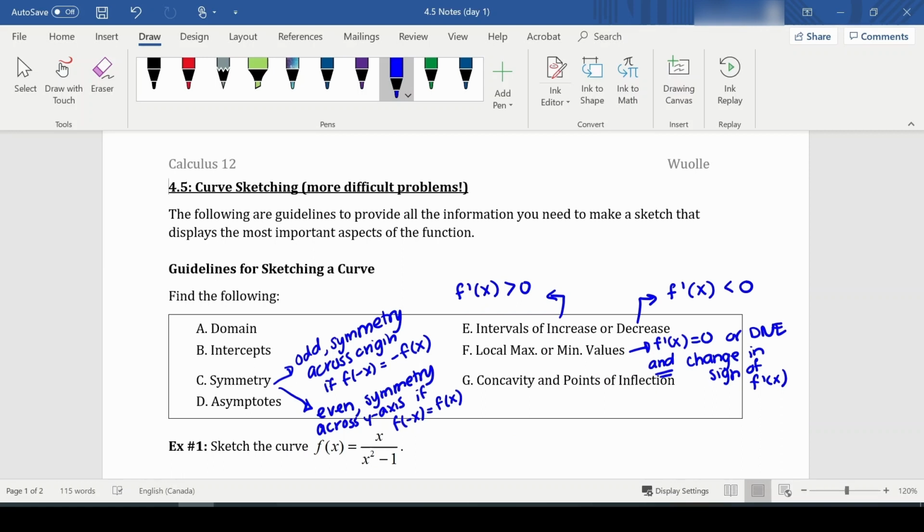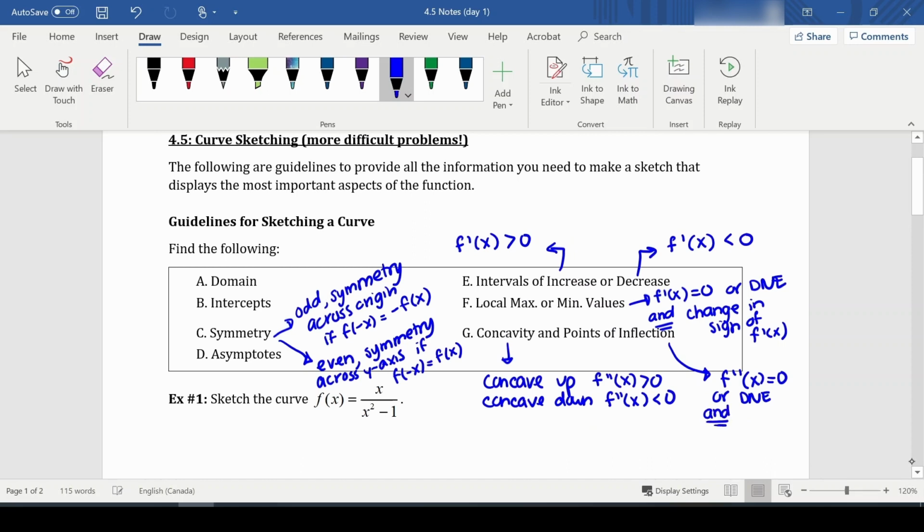Your concavity was looking at f double prime. If f double prime is positive, you're concave up. If f double prime is negative, you're concave down. You have inflection points where f double prime equals 0 or does not exist, and you have a change in concavity. So concave up is f double prime greater than 0. Concave down is f double prime less than 0. And inflection points is f double prime equals 0 or does not exist, and a change in sign of f double prime.